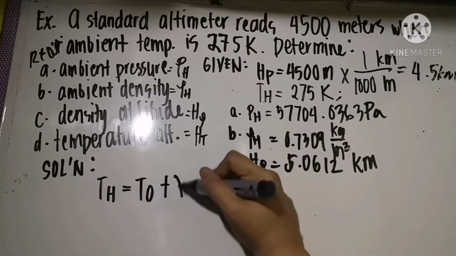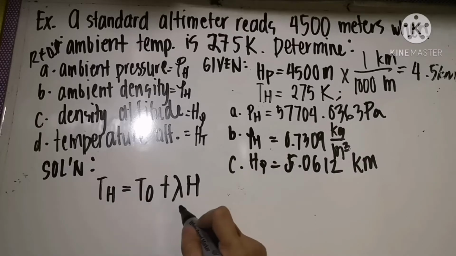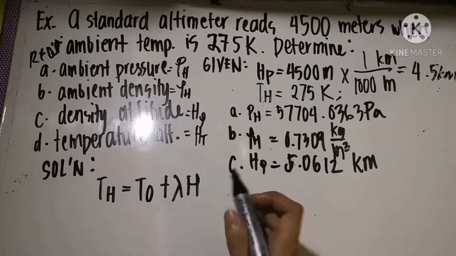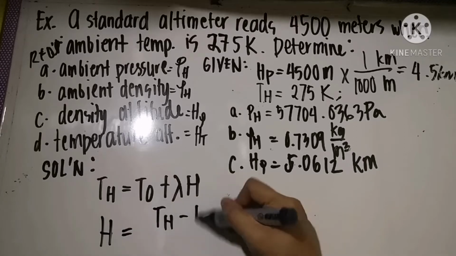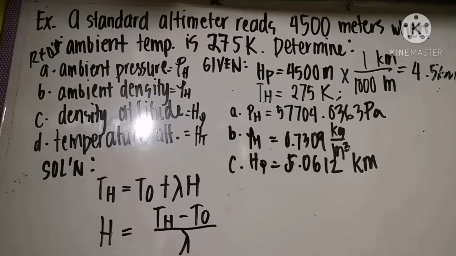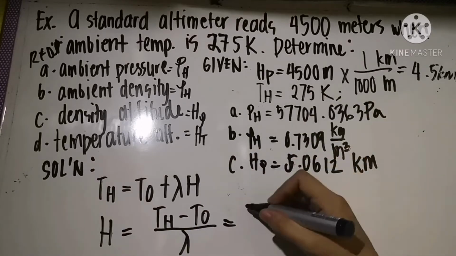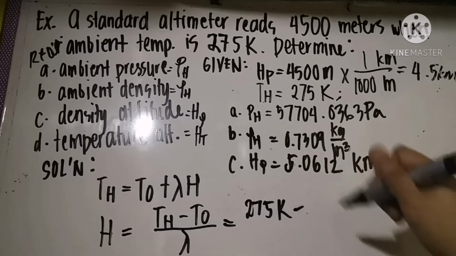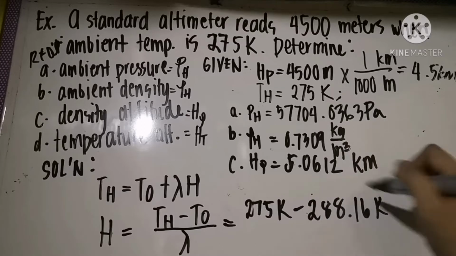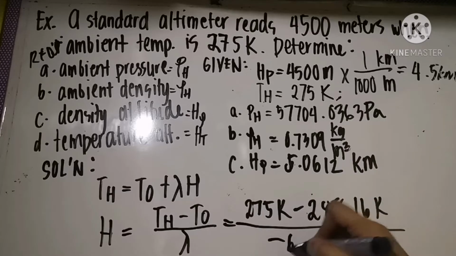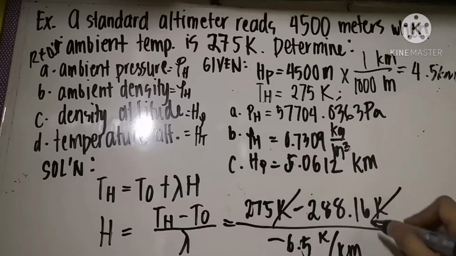So, ambient temperature is equals to temperature at SSLC plus lapse rate times height, or temperature altitude, or simply this: TH minus TO over lapse rate. Therefore, substitute natin yung mga given na 275 Kelvin and your temperature at SSLC na 288.16 Kelvin all over the lapse rate na negative 6.5 Kelvin over kilometer. So, magka-cancel si Kelvin, matitira si kilometer.